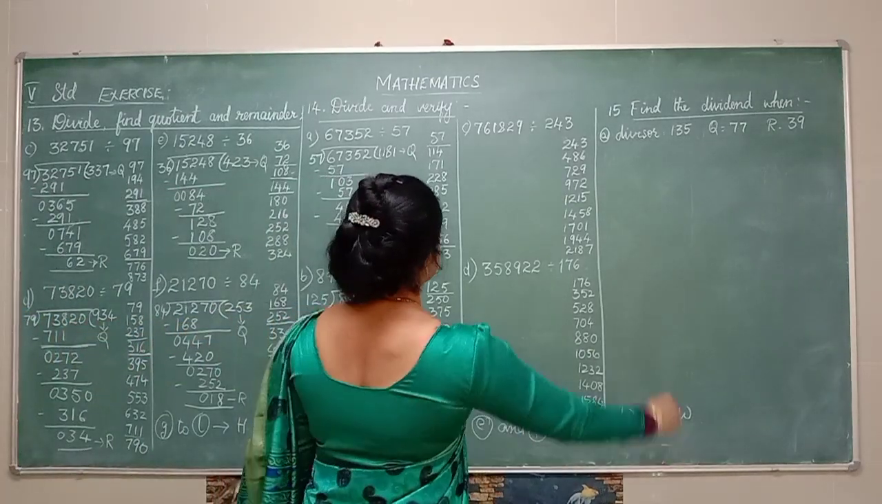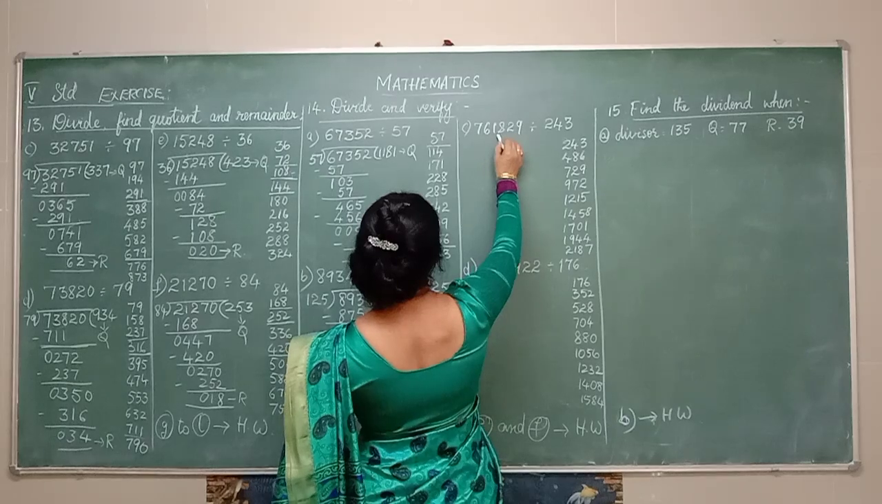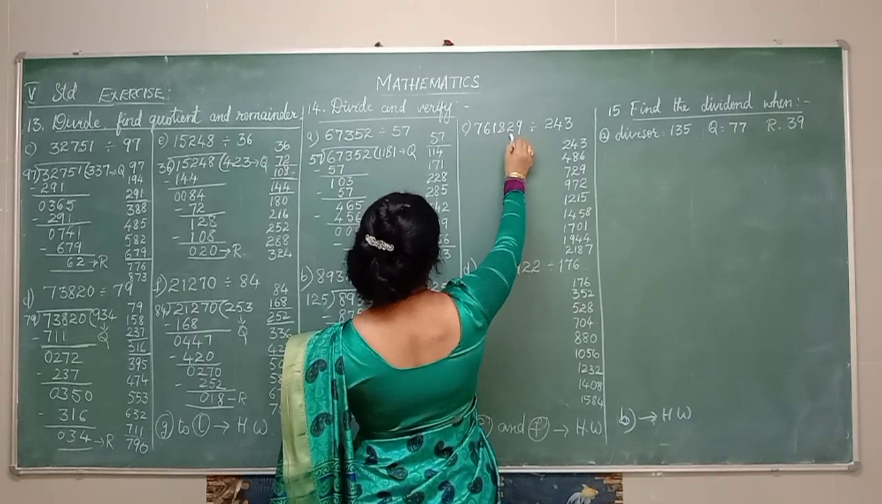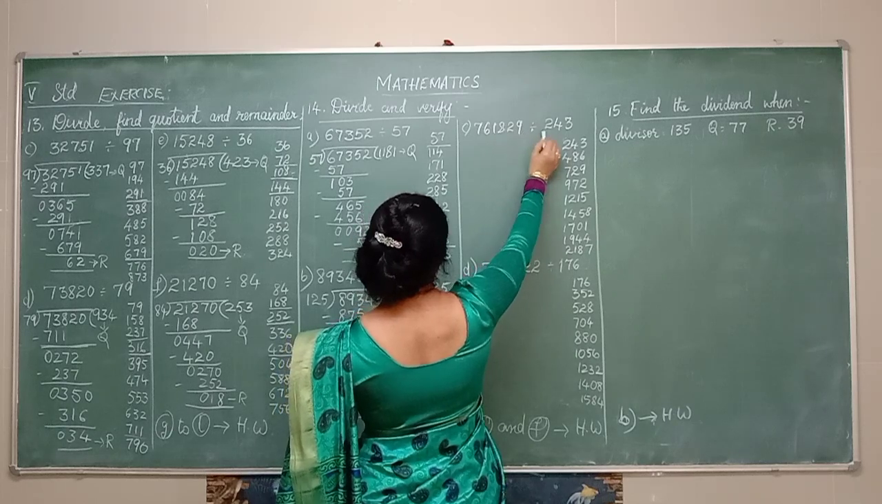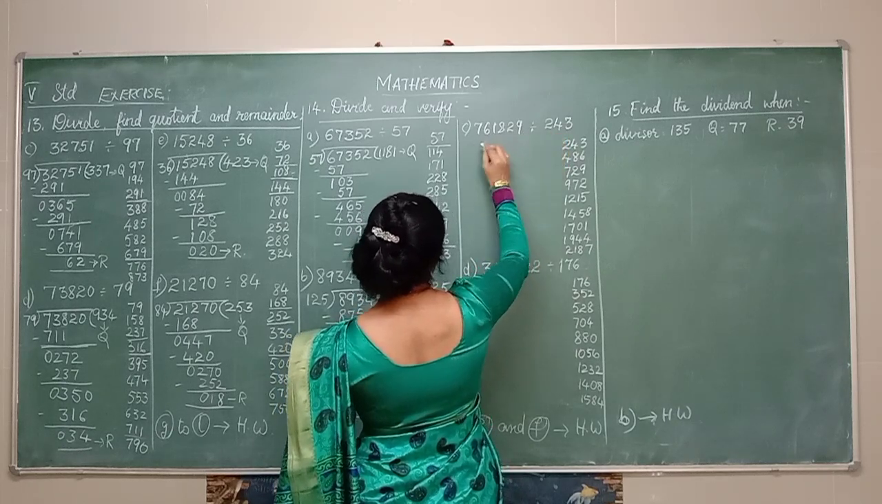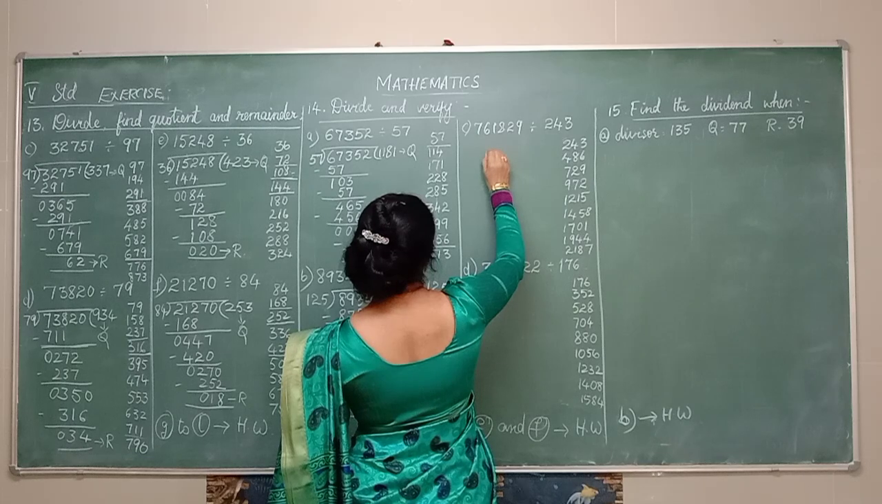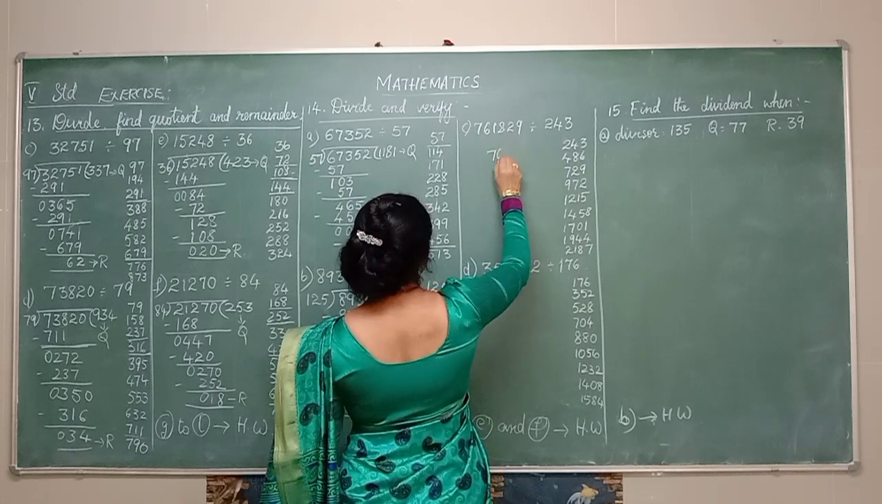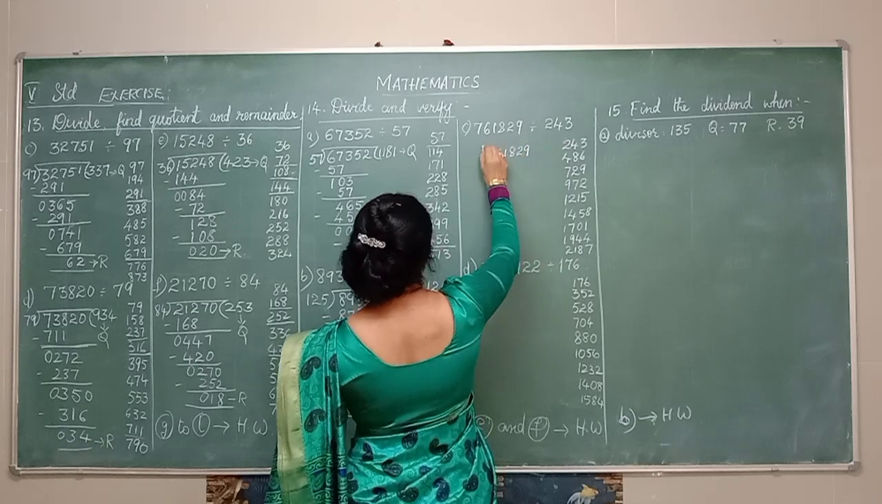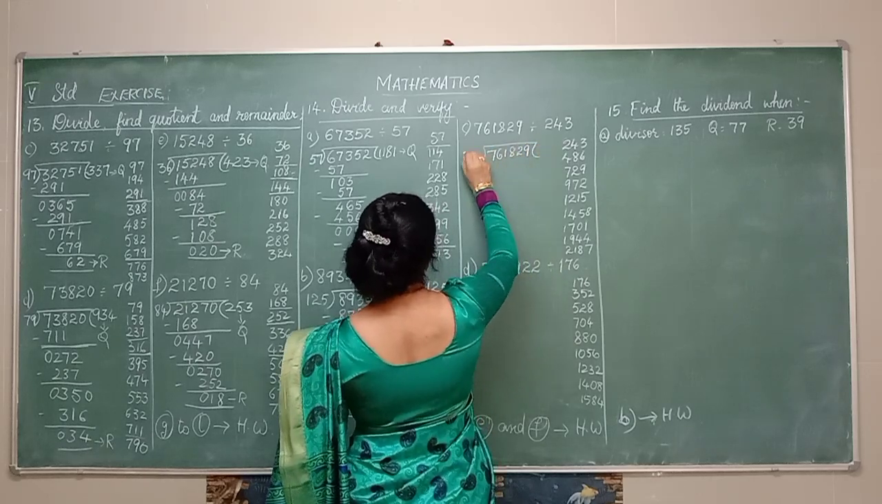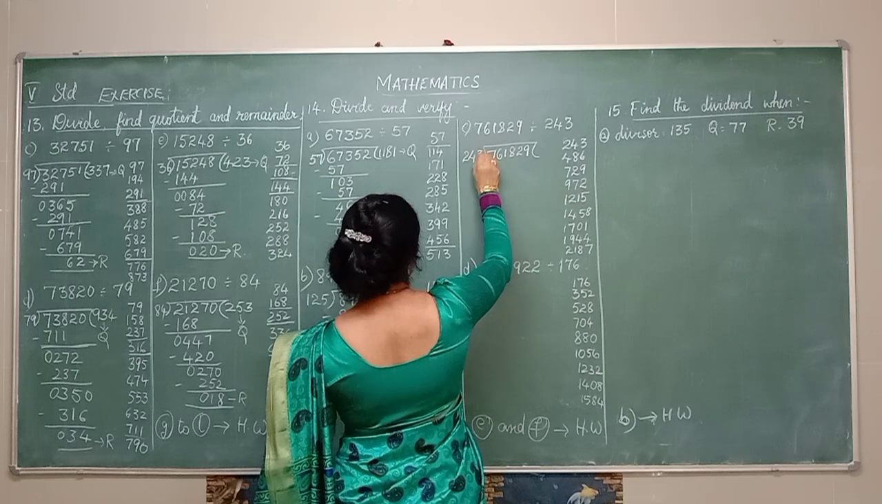Now let us go for this. 7,61,829 divided by 243.